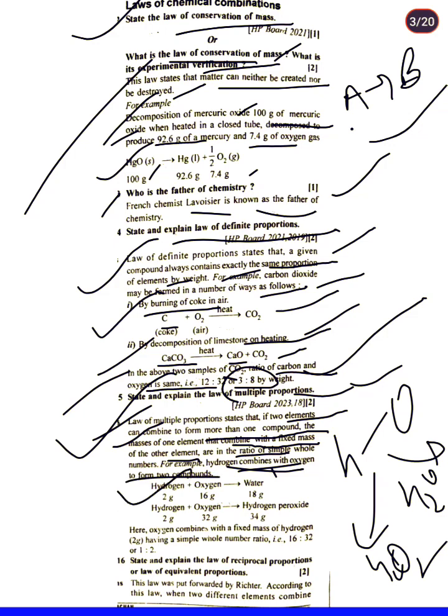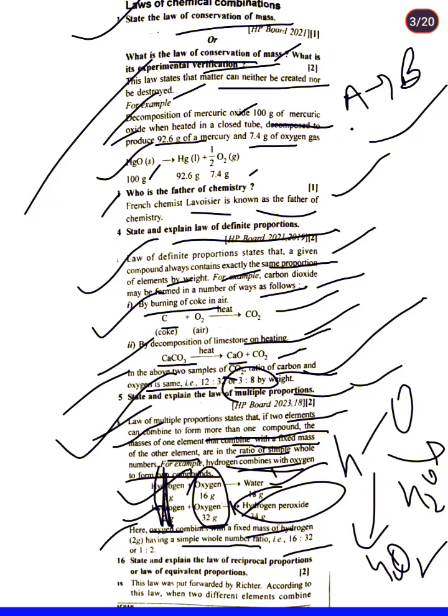Hydrogen and oxygen give water, 18 gram. Similarly, hydrogen and oxygen, 2 gram and 32 gram, will give hydrogen peroxide, that is 34 gram. And here oxygen combines with a fixed mass of hydrogen, 2 gram, which gives a simple whole number ratio, 16:32, that is a 1:2 value.